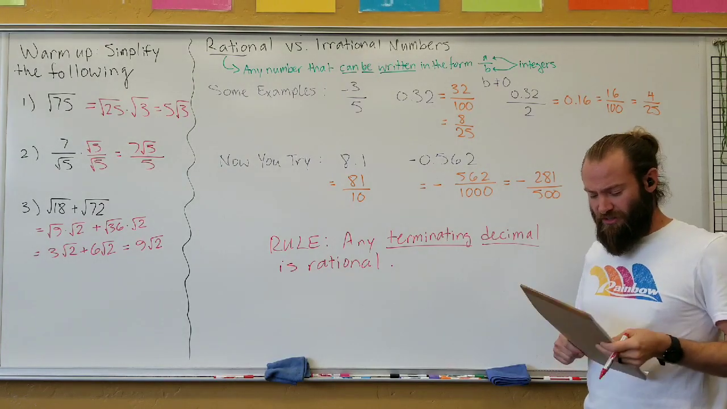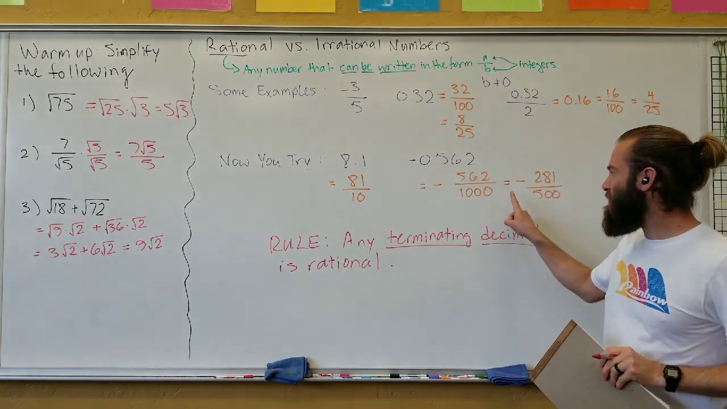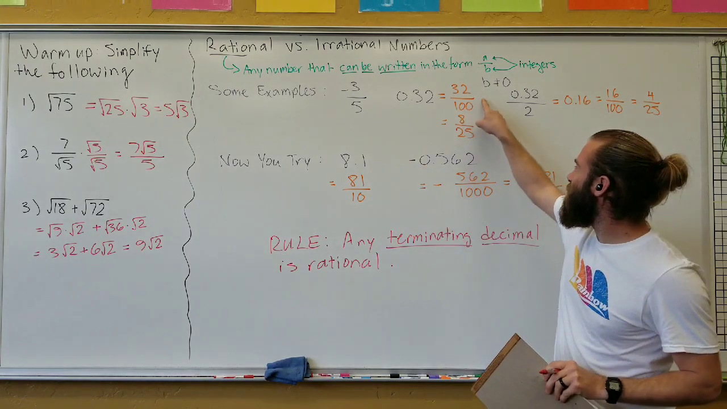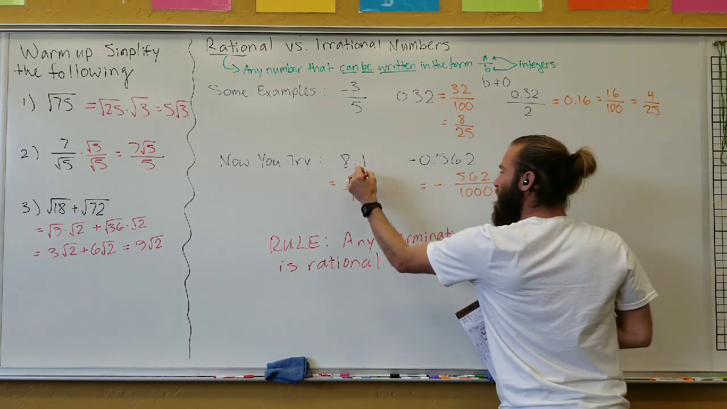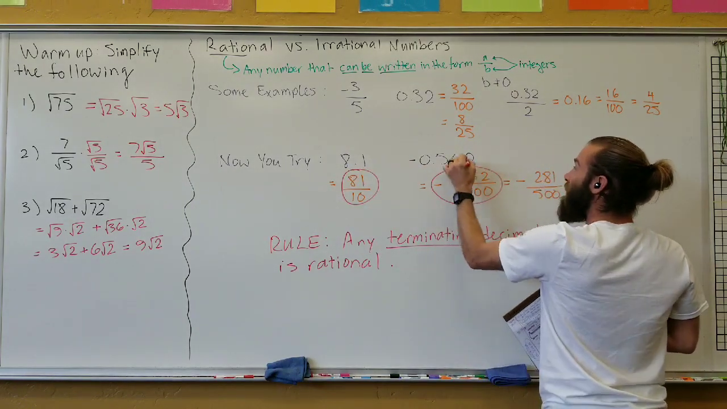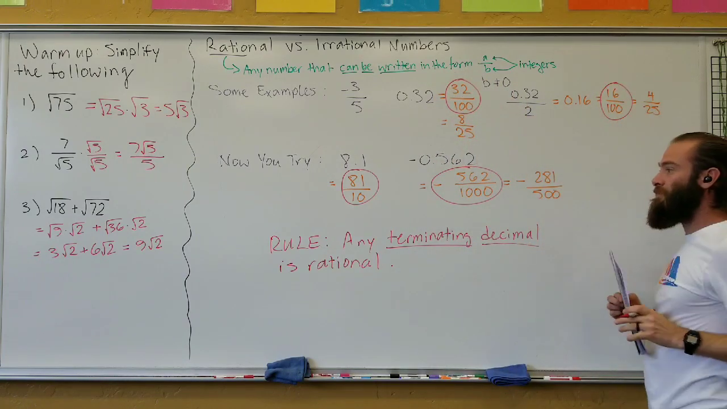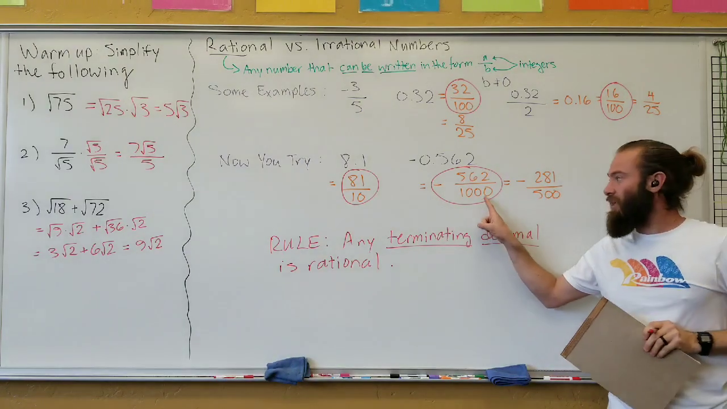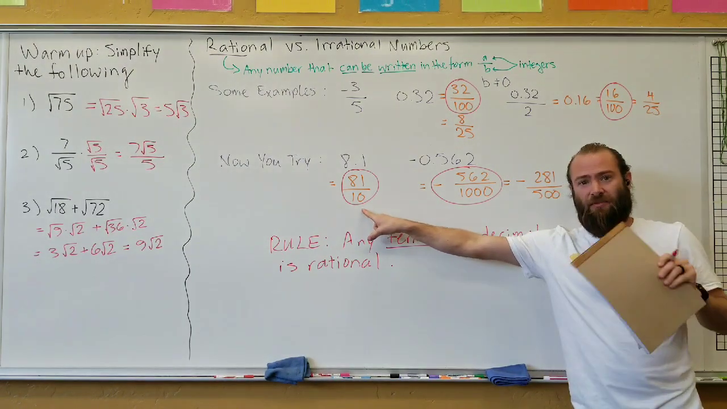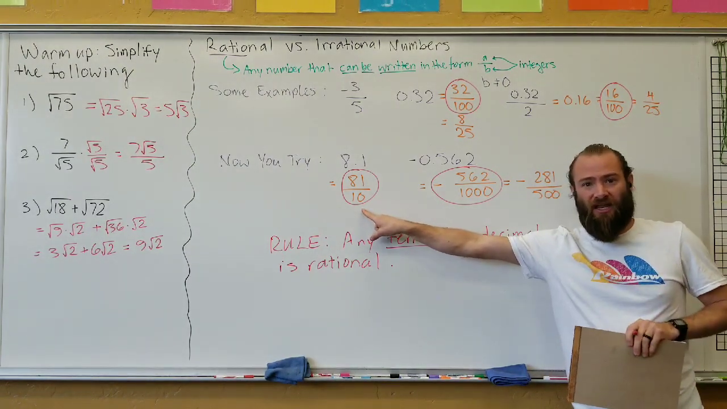And how do we know that any terminating decimal is rational? Well, if you've thought about what we did so far with each of these examples, in fact, I'll circle the beginning step in all of these, this step here, okay? Each of those ended up being able to be written as something over a power of 10.